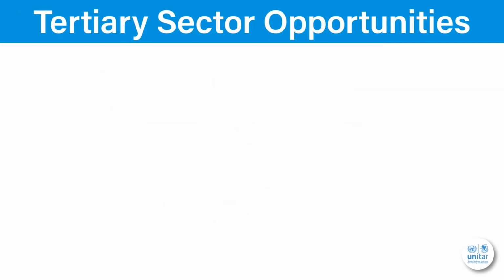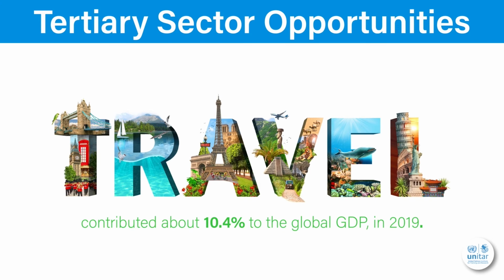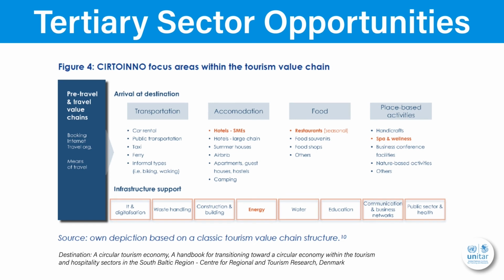The tertiary sector, or service sector, is most commonly known by travel and tourism. 1 in 10 people globally work in tourism, and in 2019, global tourism and travel-related activities contributed about 10.4% to the global GDP. The tourism value chain is comprised of several characteristic steps. From the pre-travel value chain, such as booking and travel agents, transportation to the destination and accommodation at the location, to food supply and finally, further place-based activities.